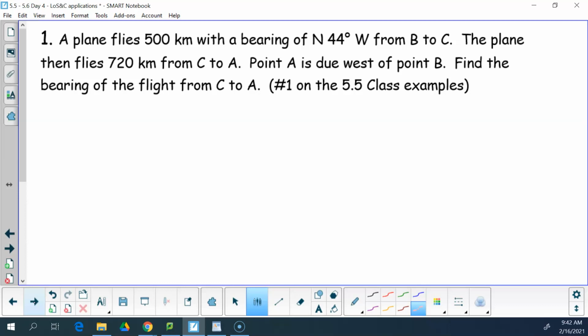A plane flies 500 kilometers, and I would definitely read these problems first so that we can figure out the picture from there. A plane flies 500 kilometers with a bearing of north 44 degrees west. Whoa, tap the brakes. Bearings.